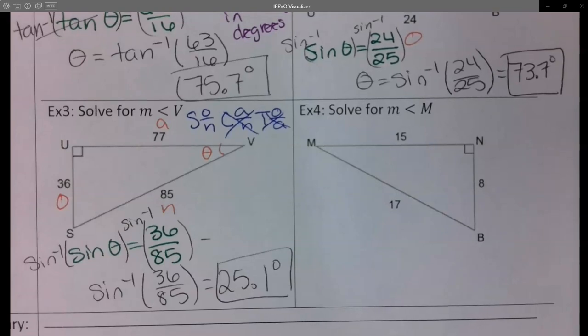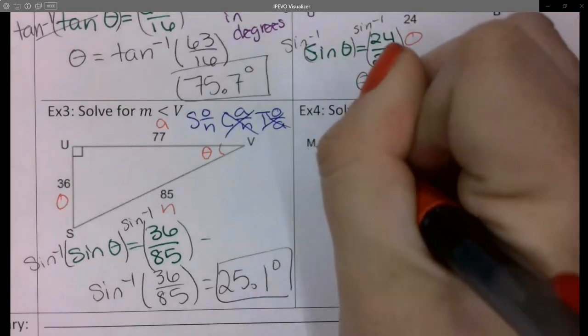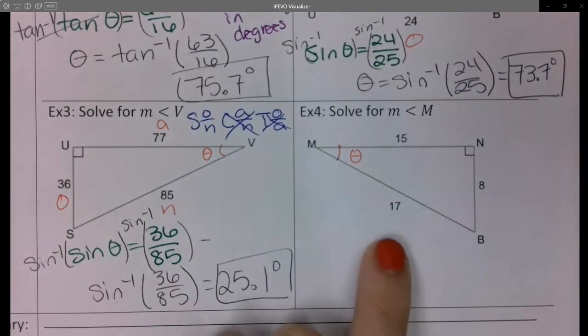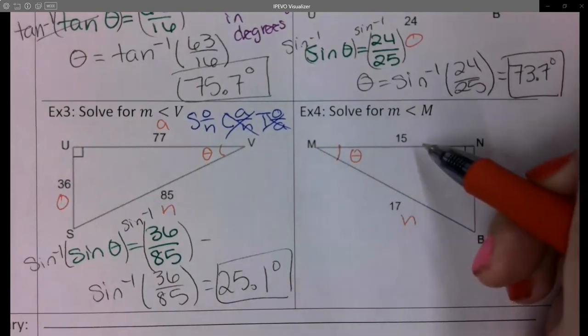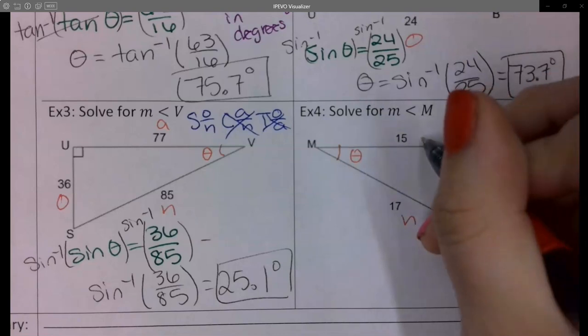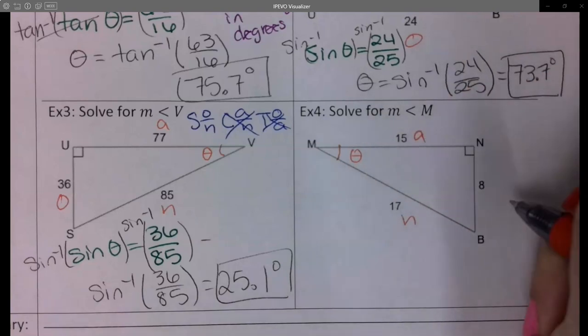Questions on number 3? Okay, so then I want to do the same thing on number 4. This angle I care about is angle M. So then 17 is going to be, 15 is going to be, and 8 is going to be.